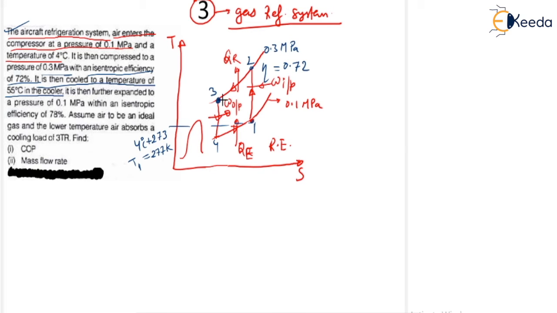Now it is cooled to a temperature of 55 degrees centigrade in the cooler. That means after this cooling effect, your temperature at the cooler outlet is 55 degrees centigrade. And if we want to write it in Kelvin, you should add 273 for the Kelvin conversion. So this is your T3. Now it is further expanded to a pressure of 0.1 megapascal.